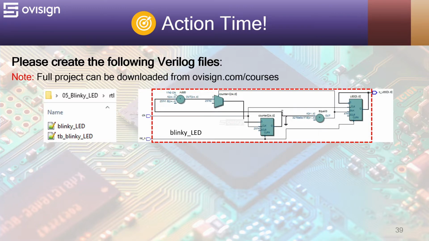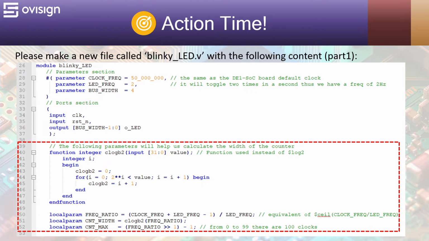Please create the following Verilog files: blinkyled.v and tb-blinkyled.v. The full project can be downloaded from ovisign.com/courses. Let's analyze now the content of blinkyled.v. The Blinky LED module is basically a counter that counts clock cycles depending on the ratio between the input clock frequency and the output LED frequency.